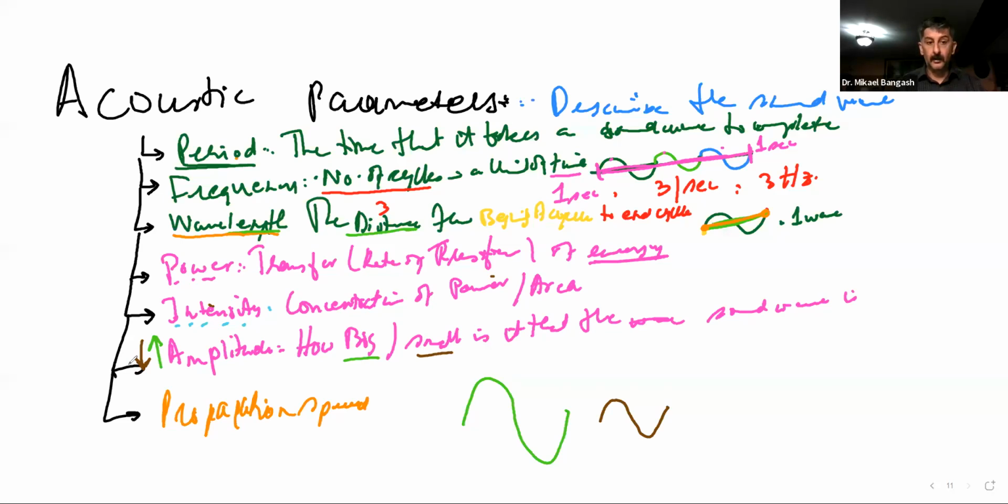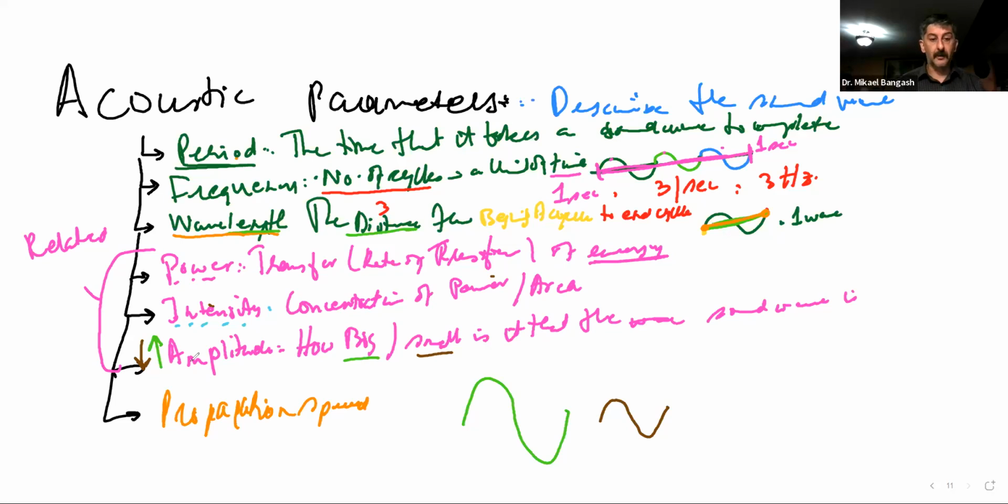The reason that I wrote all these three here in pink is because they are all going to be related. Power is the amount of energy that a sound wave has. Intensity is the concentration of that energy in an area. So these two are measurements of the amount of sound energy.